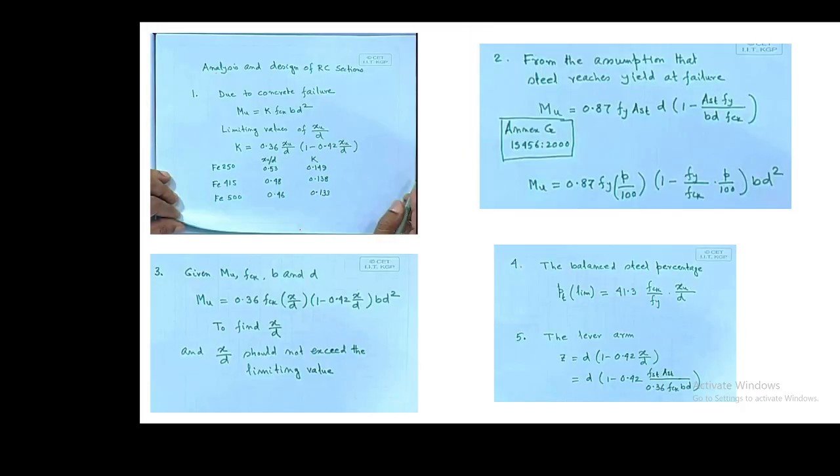Okay. So analysis and design of RC sections: due to the concrete failure, the formula is this, as we already have seen, and the K value can be calculated by this formula. If you know this formula, then you can directly calculate. But you can also directly remember these values, as this is given in the table we have seen previously. So directly you can put the K values and calculate the moment of resistance.